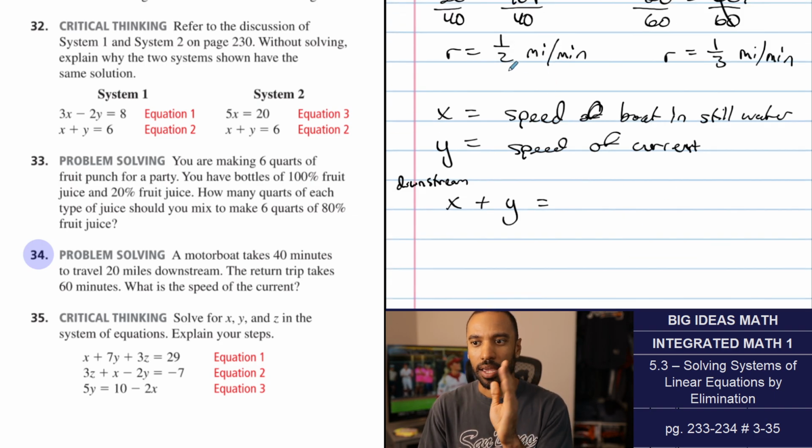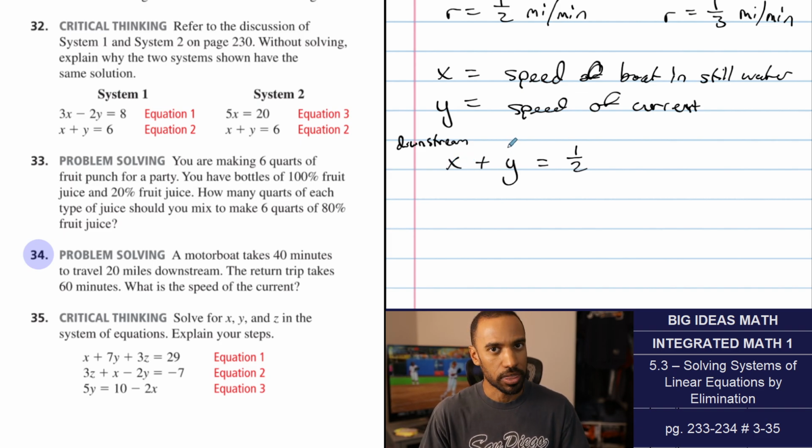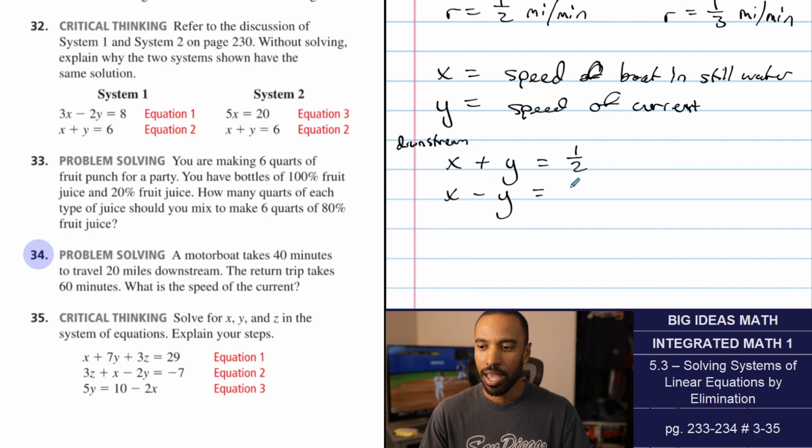But anyway, x plus y. The downstream would be 1/2 mile per minute when I add the speed of the current with it because it's helping me. When it works against me, they subtract, right? The speed of the boat in still water, take away the speed of the current, and you get 1/3 mile per minute like that. This is upstream.